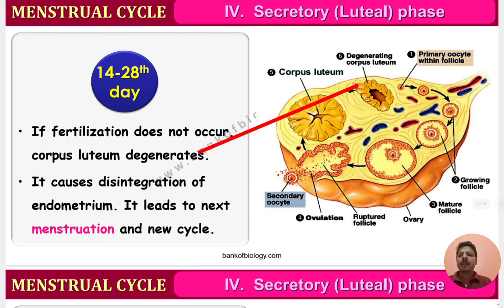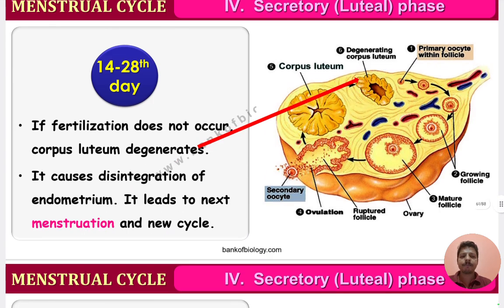Next, if fertilization does not occur, the corpus luteum degenerates, like this, the degenerating corpus luteum. It causes disintegration of the endometrium. It leads to the next menstruation, and a new cycle begins.